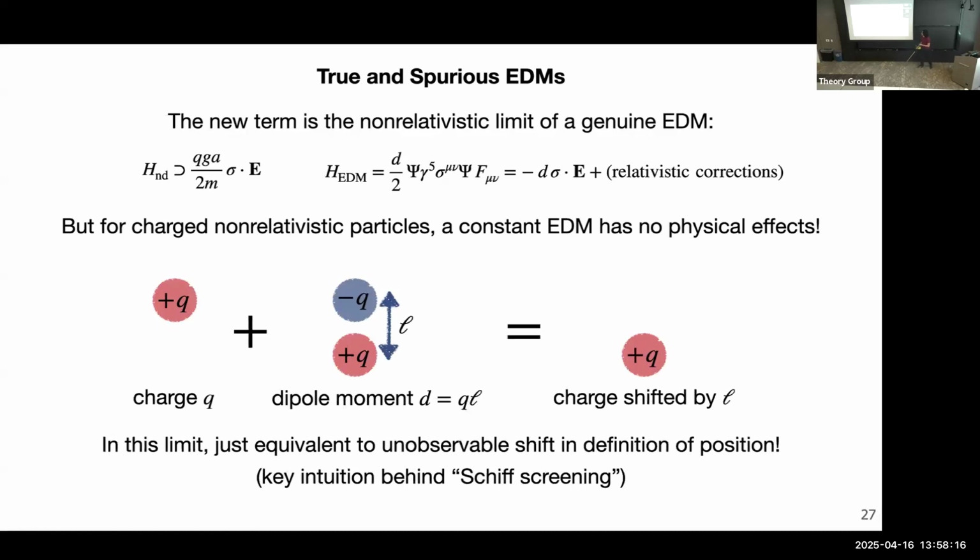So the physical interpretation of this is, well, let's suppose I just had a charge, and I said also it has a dipole moment. And so of course we know a dipole moment is equivalent to superposing opposite charges separated by some amount.